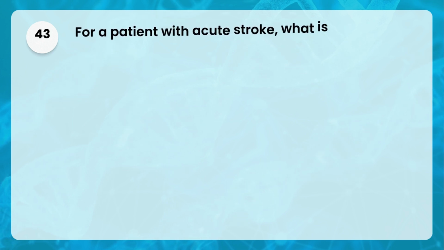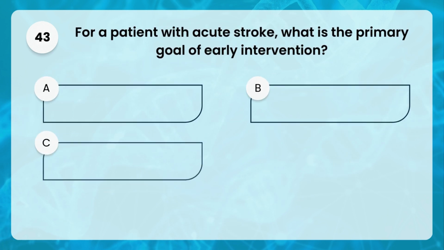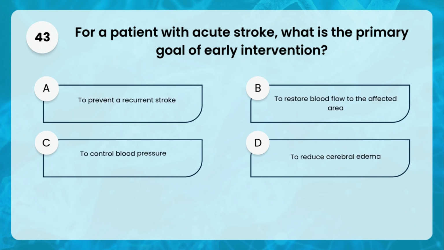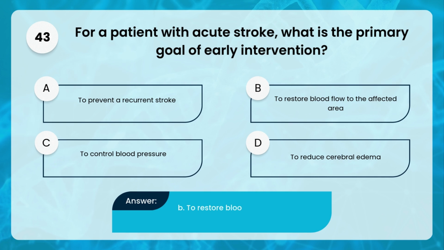Number 43. For a patient with acute stroke, what is the primary goal of early intervention? A. To prevent a recurrent stroke. B. To restore blood flow to the affected area. C. To control blood pressure. Or D. To reduce cerebral edema. The answer is B. To restore blood flow to the affected area.